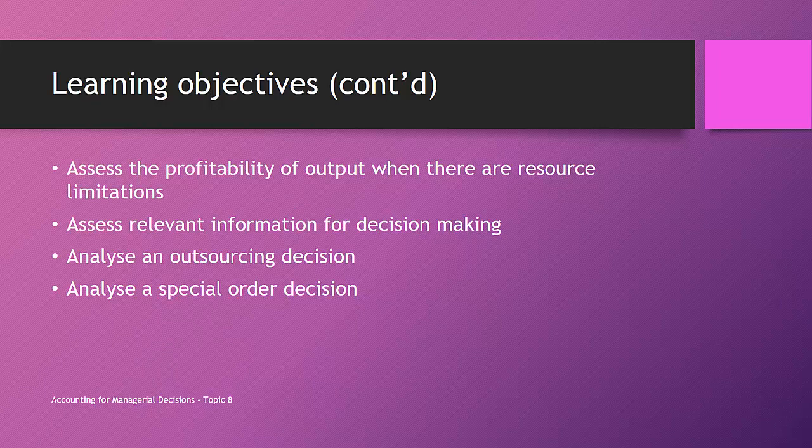Have a look at this idea of relevant information. So what is relevant for decision making and therefore what is irrelevant for decision making. We'll have a look at an outsourcing decision and a special order decision as well.